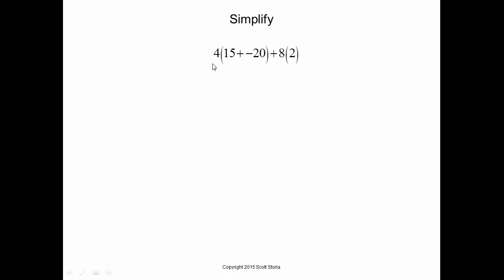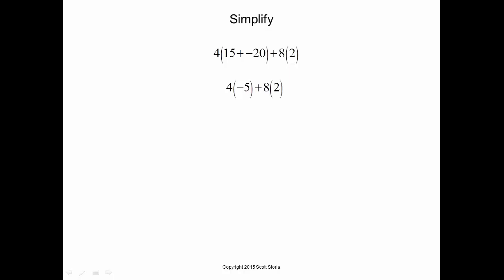In this problem, I have 1, 2, 3, 4 operators. The operations inside parentheses will be first. I'm adding two integers with different signs, so I take their absolute values of 15 and 20, subtract and get 5. Negative 20 is absolutely larger, so I get a negative 5.